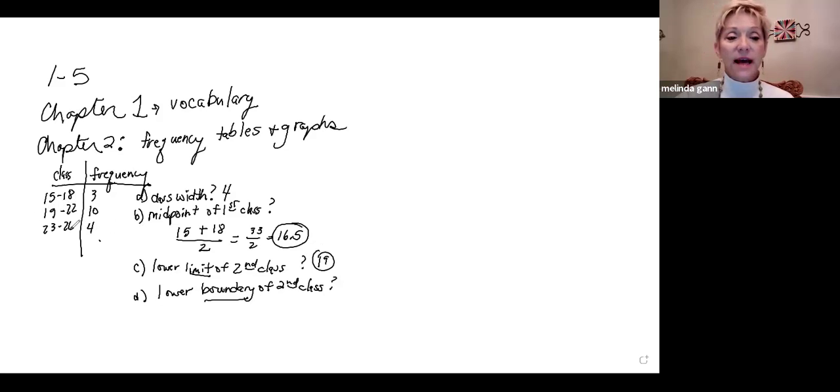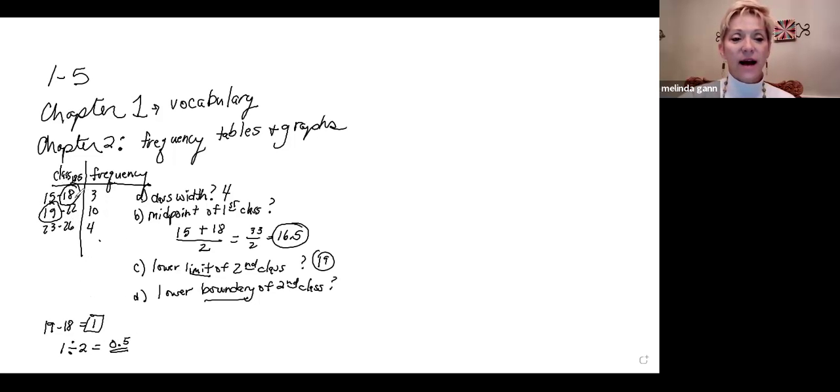Now, remember, boundaries take more work. So remember what you do to get the boundaries. You look at the end of class 1, and you look at the beginning of class 2, and you find the difference. Difference means you subtract. All right? Once you get that difference, then you have to divide it by 2. This is the number that you add to these upper limits and subtract from these lower limits to get the boundaries. So if you take that 0.5 and add it to 18, you'd get 18.5.